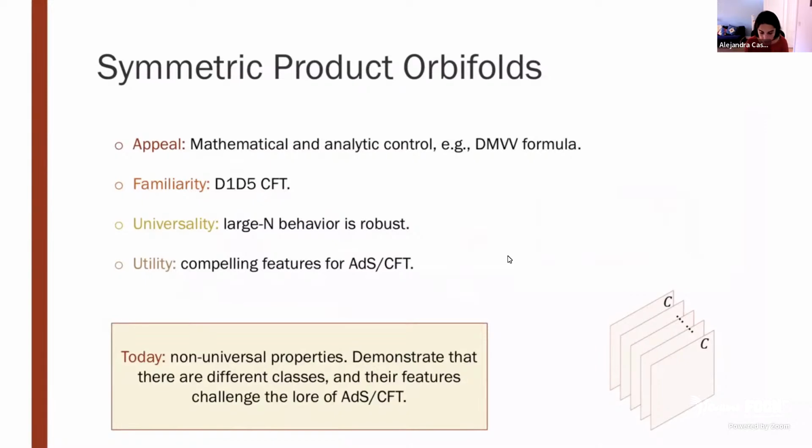But actually, I want to demonstrate that there's different classes of symmetric product orbifolds, some of them complying with laws or beliefs that we have about the correspondence, and some of them that don't quite. And this is where my stranger things are going to show up.